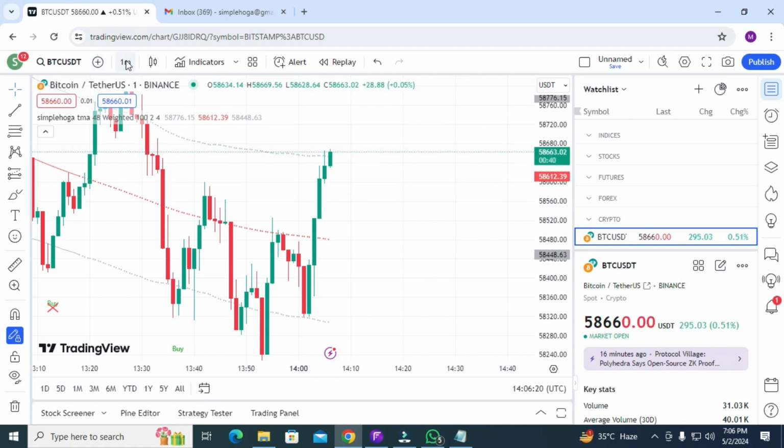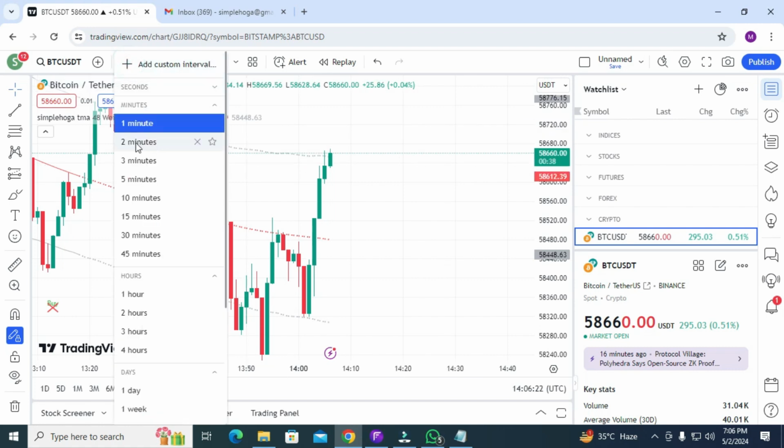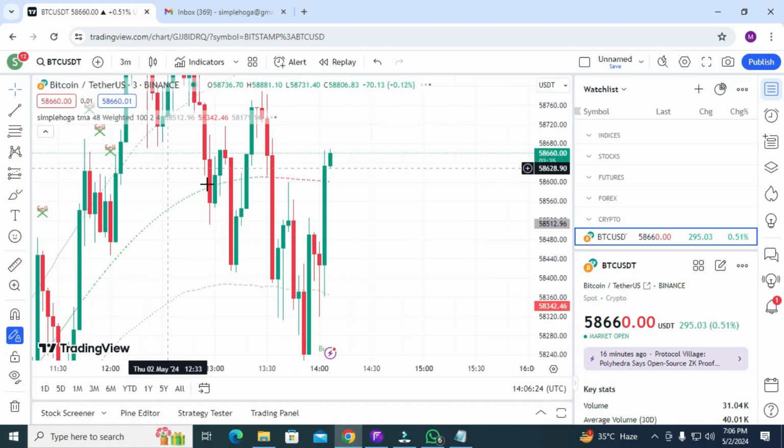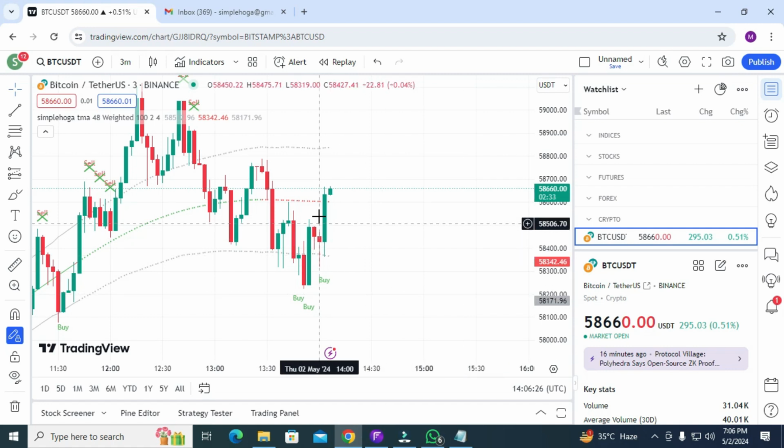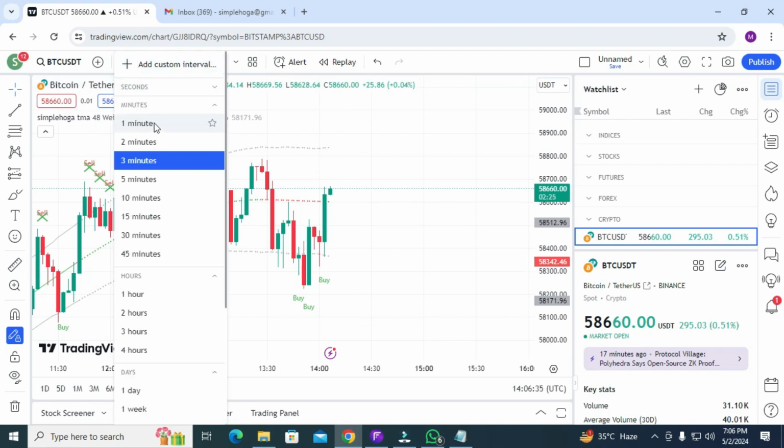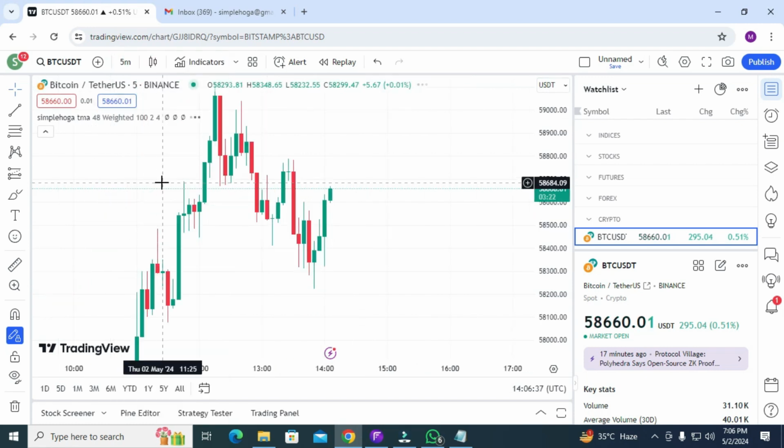Okay, it's not. Okay, we can check the 3 minute time frame. Maybe we will get the signal here. Yes, in the time frame you got the buy signal here. Okay, you can check it. Okay, in the 5 minute time frame, let's see the results.